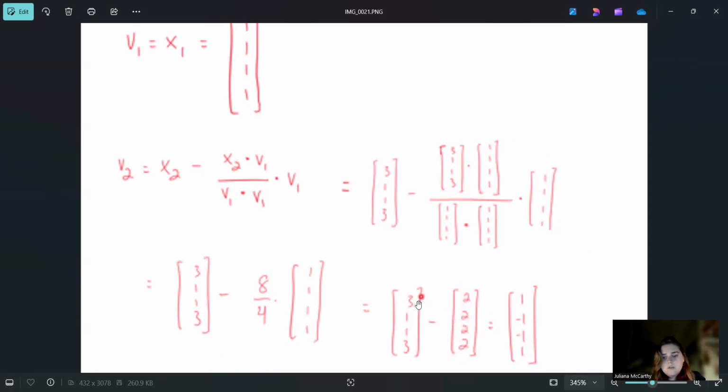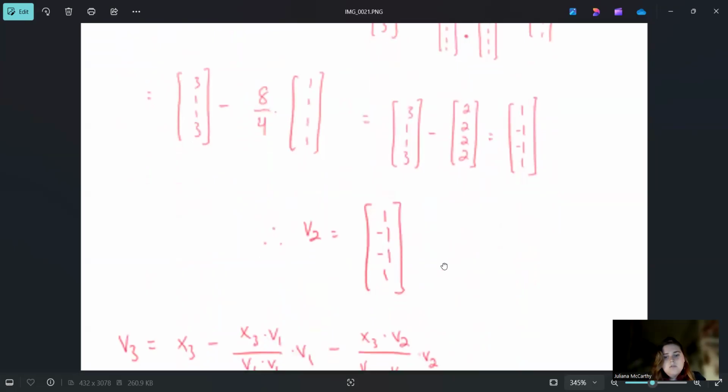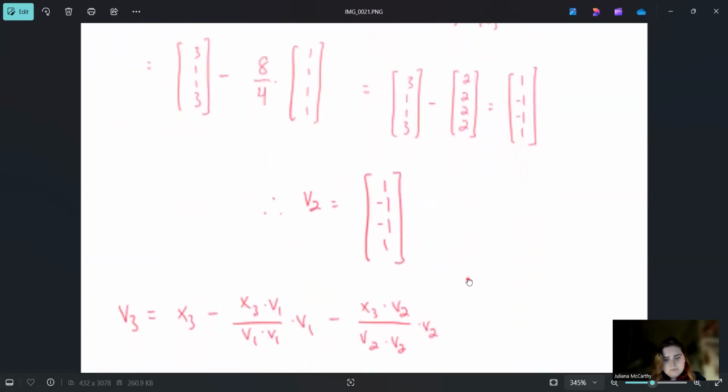So subtracting that from our second column, we get 3 minus 2 is 1, 1 minus 2 is negative 1, 1 minus 2 is negative 1, and 3 minus 2 is 1. So we have our second vector. We found our first vector, we found our second vector. Now we're going to move on to find our third vector of the orthogonal basis of A.